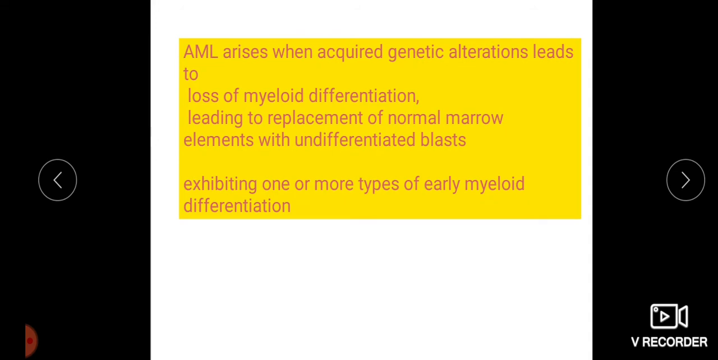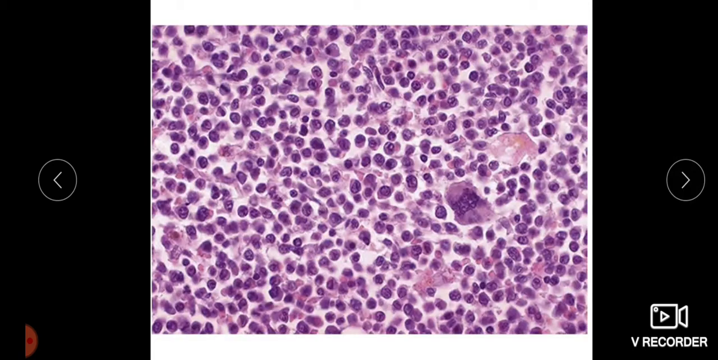So friends, today we are going to study acute myeloid leukemia. The definition: due to acquired genetic alteration, there is loss of myeloid differentiation and excessive proliferation of undifferentiated blasts, leading to replacement of normal marrow elements, exhibiting one or more types of early myeloid differentiation.